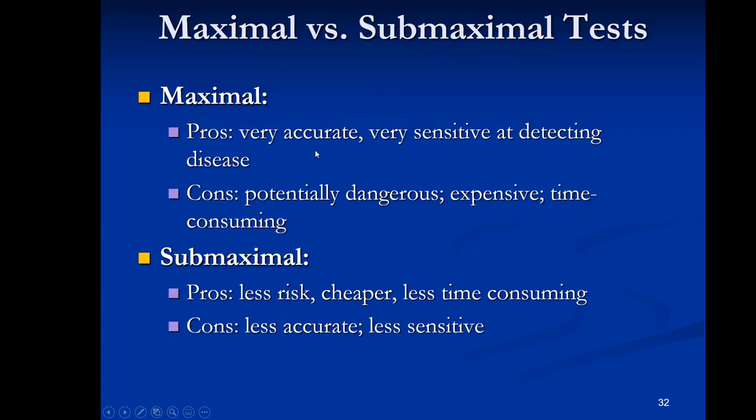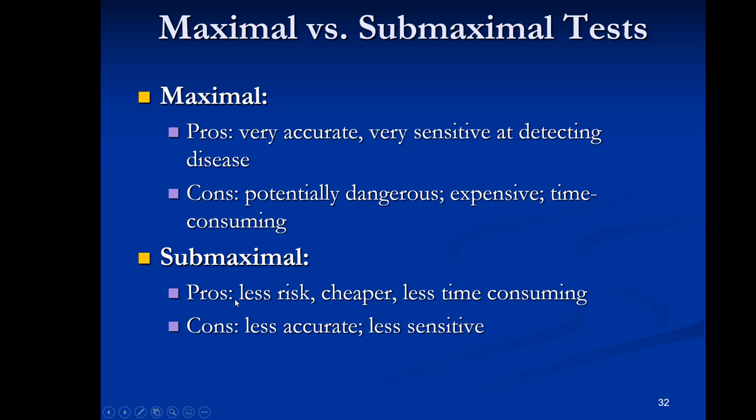So a little comparison between maximal and submaximal tests. Good thing about maximal tests, they're very accurate, very sensitive at detecting disease if that's the purpose of the test. The negative thing is they're potentially dangerous because the person is exerting themselves to a maximal level. So for a healthy person, this is less of an issue, but for someone with maybe underlying cardiovascular issues, this could be potentially problematic. They also are expensive. They require expensive equipment, also well-trained staff, and it could be rather time-consuming when you factor in all the calibrations and factors going into setting up the test.